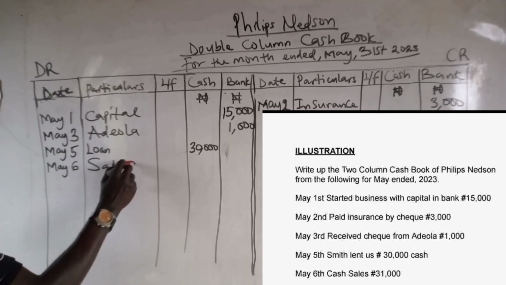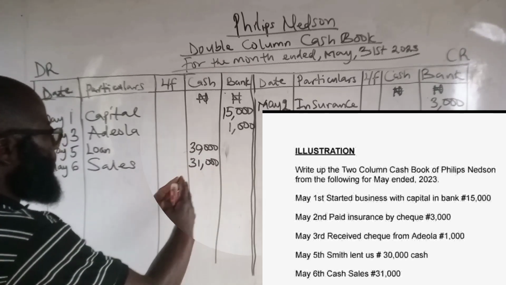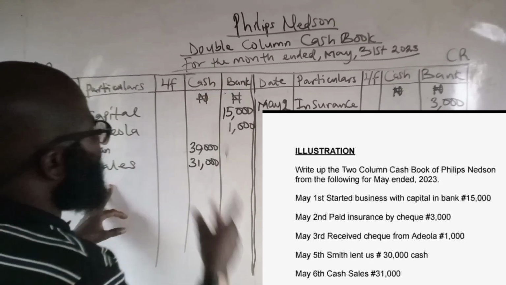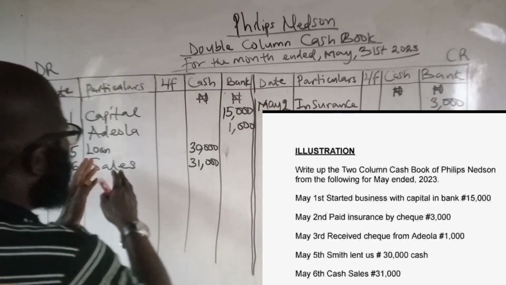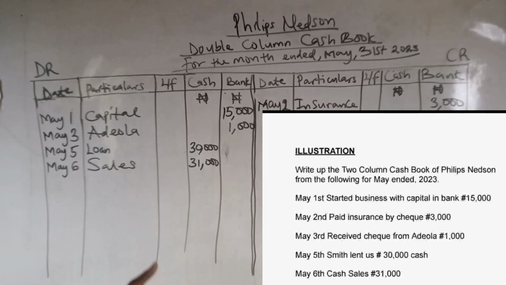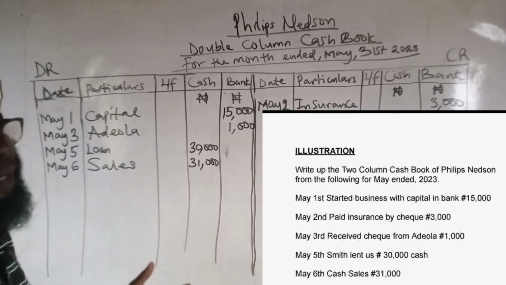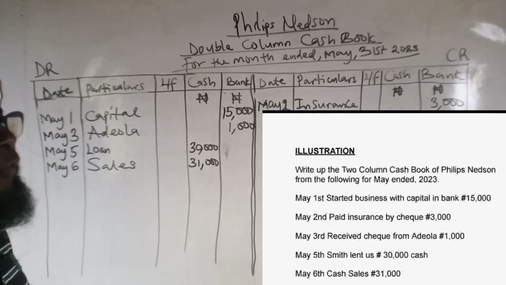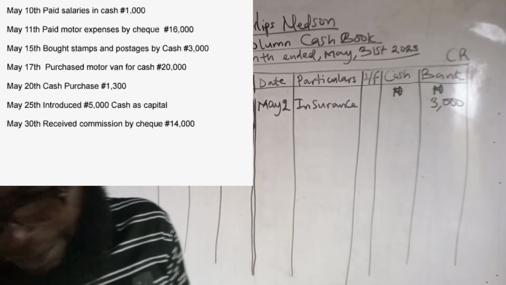Says, just put says here. It is 31,000 naira. We are going to put it on the cash column, all because what this is trying to tell us is that during the month of May, Philip Nelson made some sales worth 31,000 naira. As a result of it, when he collected the money, this serves as receipt for him. It is something that comes in, as in the cash inflow into his business. We have to put it on the debit side.